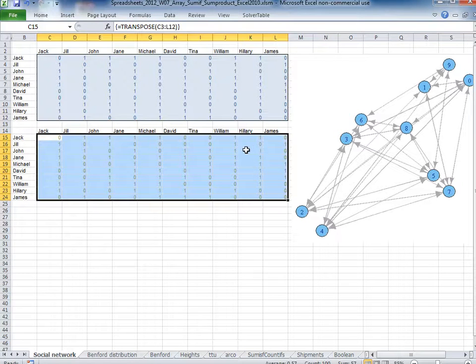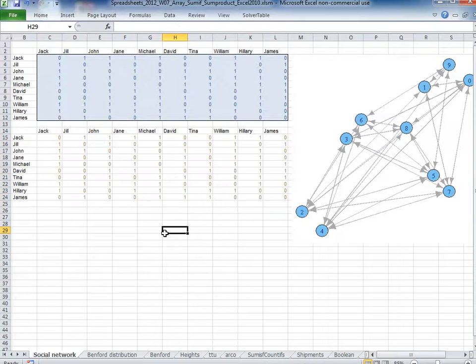Now, what happened to our relationship information? Let's see it like this. When we used to have a 1 in second row, third column, Jill John. Jill knows John. This, in the lower table now, is in the third row, second column, because the rows and columns got switched. What used to be in the second row, third column, is now in the third row, second column.